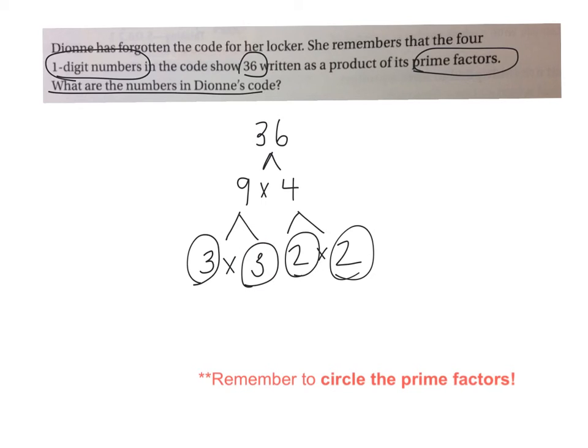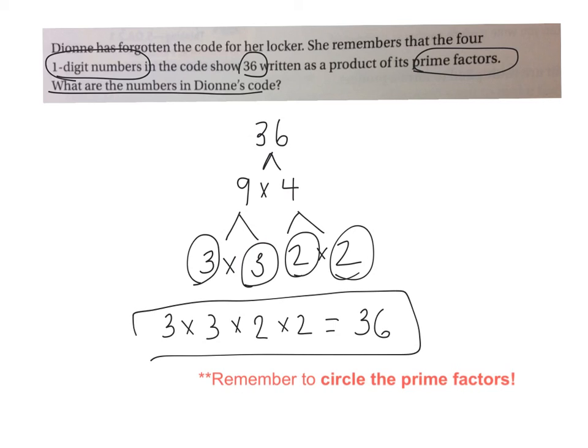How would we write out the prime factors of 36? Arushi? 3 times 3 times 2 times 2. Right, because we just multiply all the prime factors, and all of those multiplied together will equal 36. So, what is Dion's locker code? It must be 3322, or 2233, or 3232. Very good.